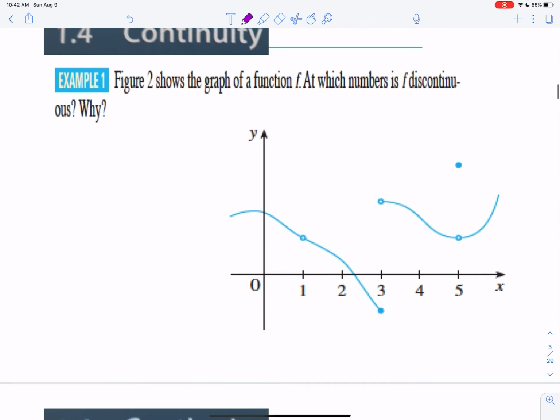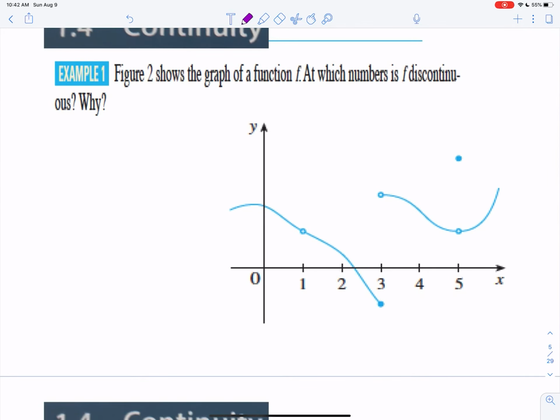So here we go. Here's example 1. Draw this picture and play when you're ready, okay? So here it's asking us at which numbers is f discontinuous and why. Okay, so we assume that this graph here, this blue graph, is the function f. So where is it discontinuous?